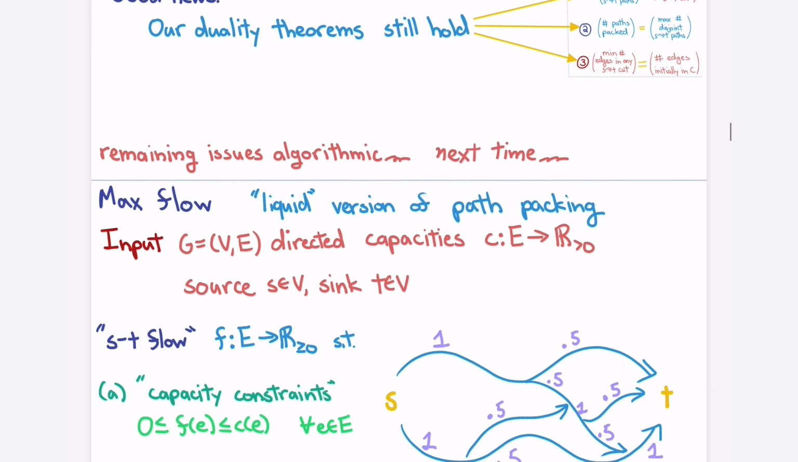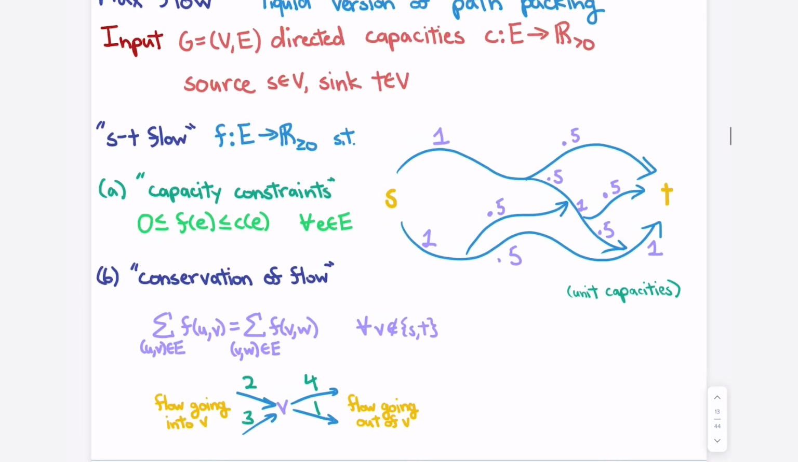So, okay. I feel like I'm going to spend the whole time recapping last class. But so we introduced a slightly different version of the path packing problem, okay? Where instead of trying to route explicit discrete paths, I imagine trying to send as much water from S to T, where the capacities of the edges are like how much water can go through per unit of time or something like this.